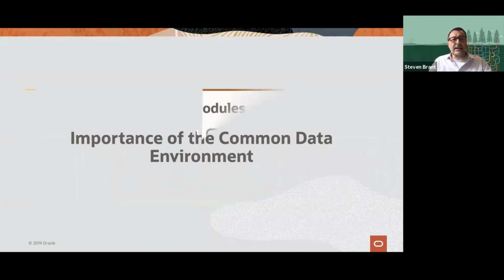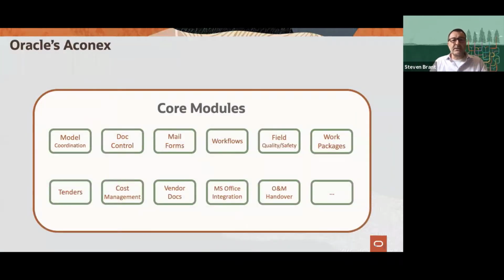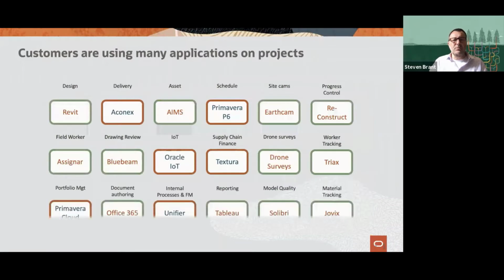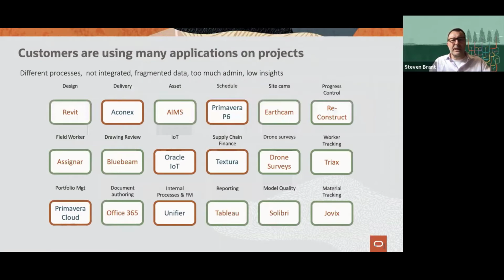So Aconex has a great range of capability used by the industry to deliver projects now. But customers are using many applications on projects, right? Because no one has a monopoly. So not all applications can be available from one vendor, meaning different processes are run on different applications, not integrated, resulting in fragmented data and too much admin and poor insight. There's kind of a cliche that we've got more data but no more knowledge.